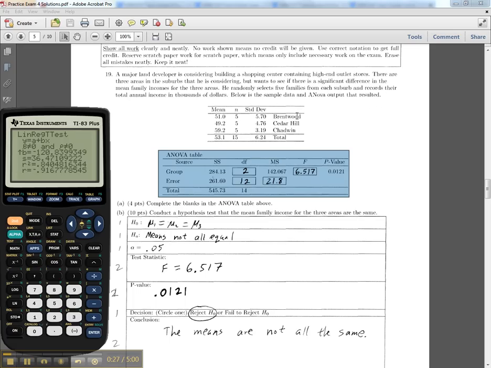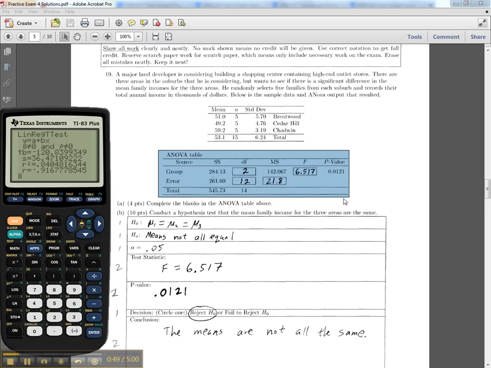Right, so these are the 3 areas: Brentwood, Cedar Hill, and Chadwin. And these are the 5 random families that he selects in each suburb. And this is the mean income in thousands of dollars: $51,000, $49.2 thousand, and 59.2.